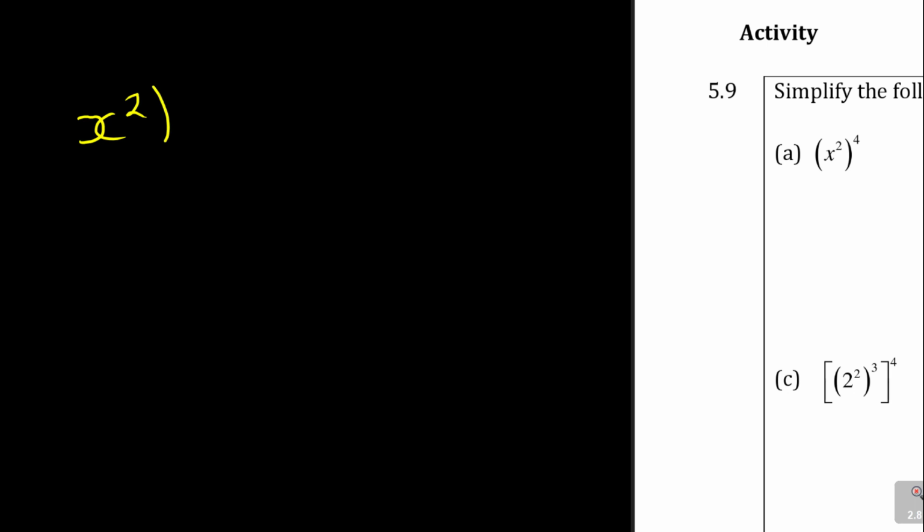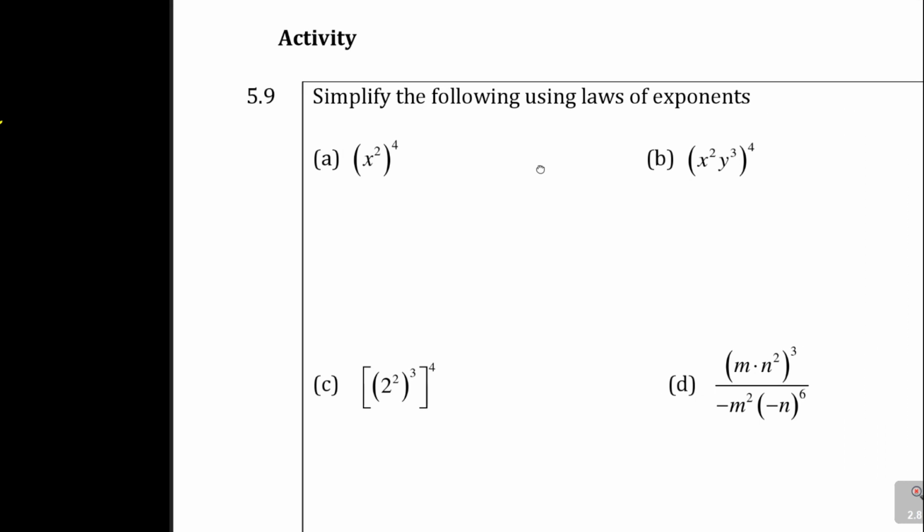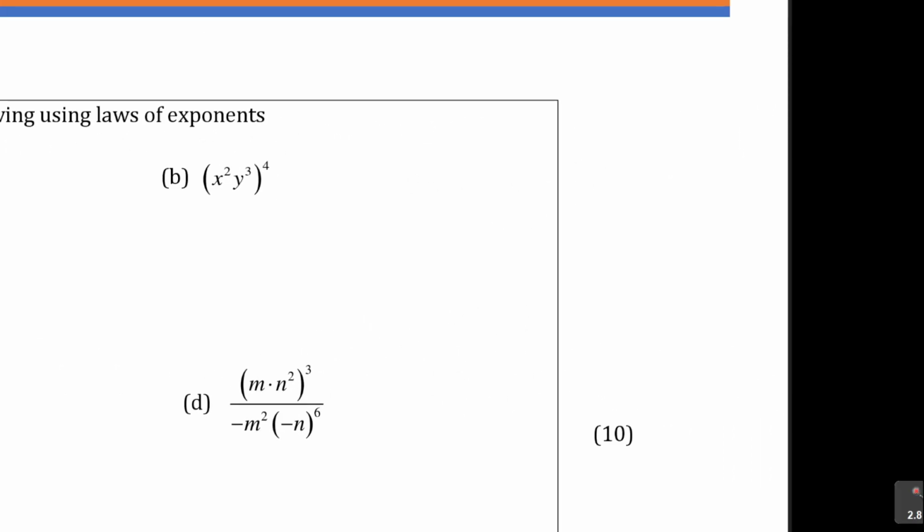X squared to the power 4. Now, simple. That bracket means multiply those two exponents. Multiply them. So it's x to the power of 2 times 4, which is x to the power of 8. That's the end. Don't do anything further. It's done and dusted. What about this one? If they're giving you this, let me write it again.